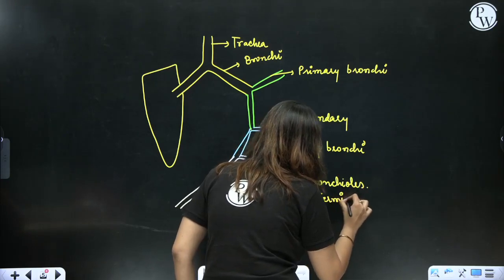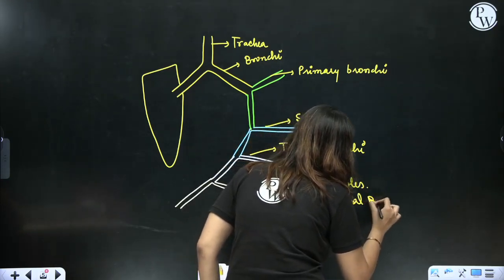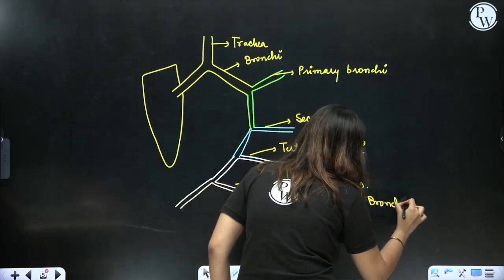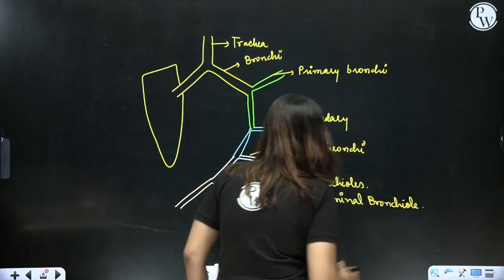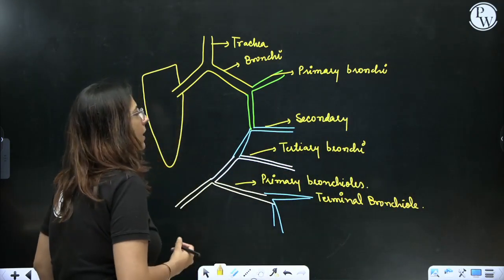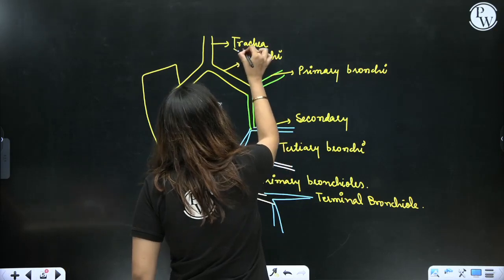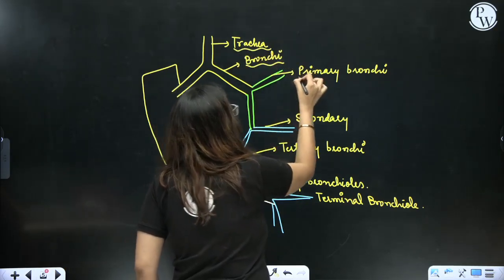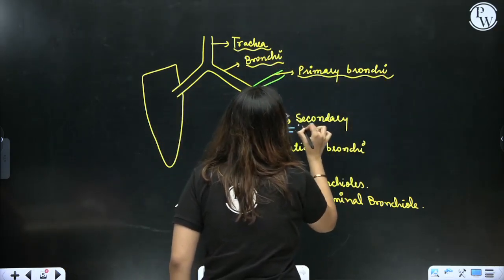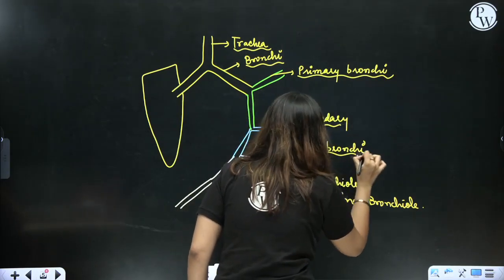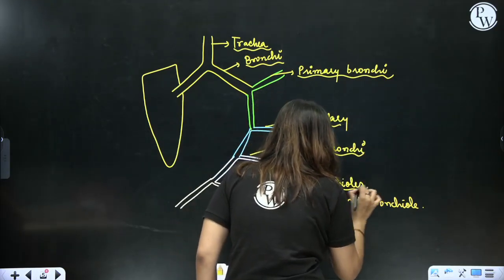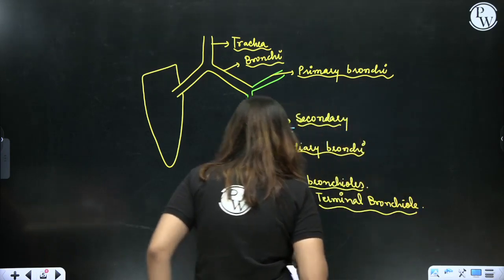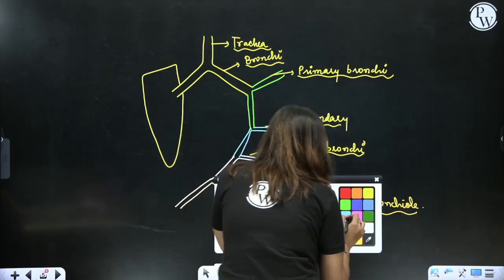The terminal bronchiole. Terminal bronchiole. Clear? Let's see how it bifurcates. First we have the trachea, then bronchi, then primary bronchi, the secondary bronchi, the tertiary bronchi, then primary bronchioles, the terminal bronchioles. Now further it bifurcates.